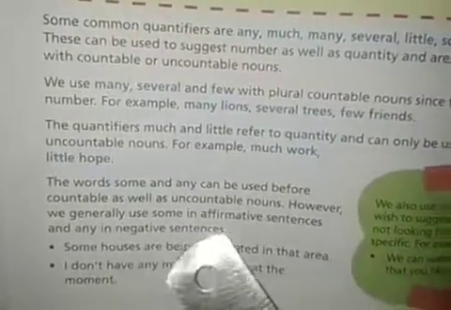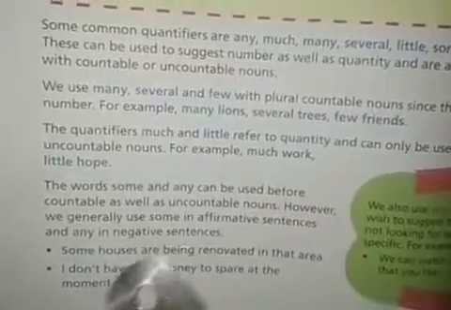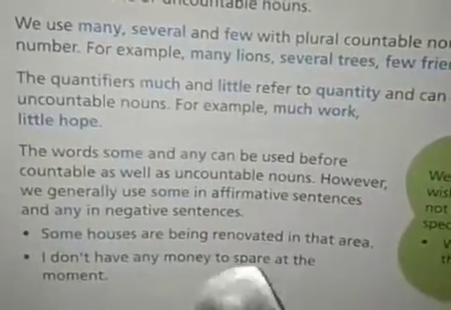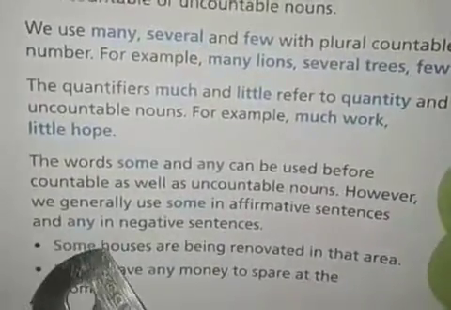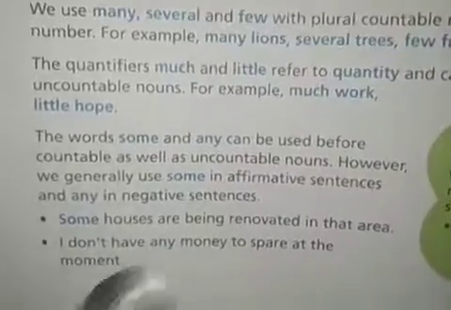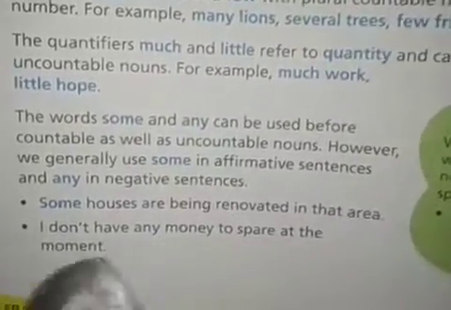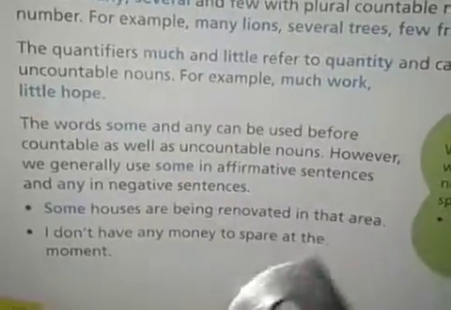However, we generally use some in affirmative sentences and any in negative sentences. So when the sentence is positive or affirmative, then you can use some, and in negative sentences any is used. Like for example, some houses are being renovated in that area. Okay, कुछ houses renovate हो रहे हैं.